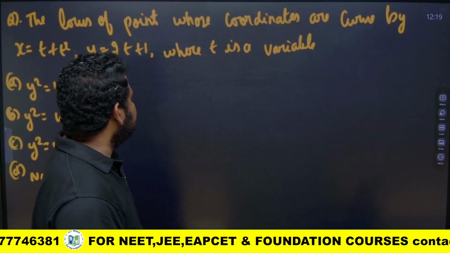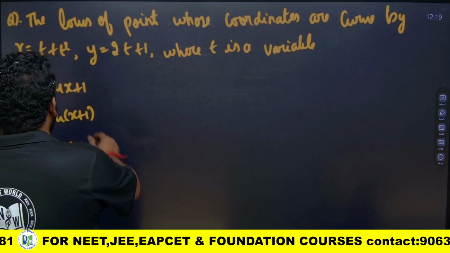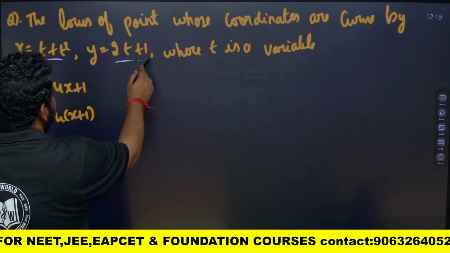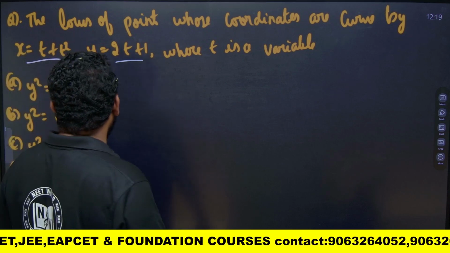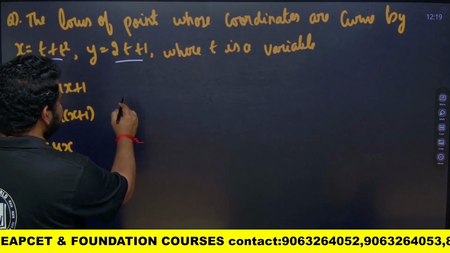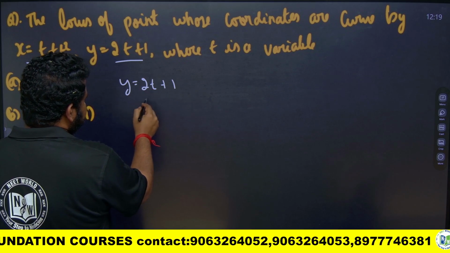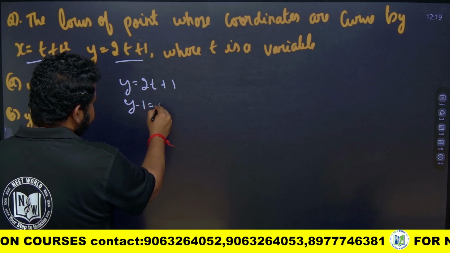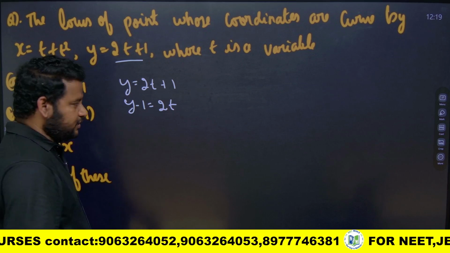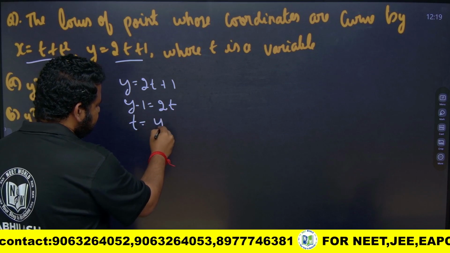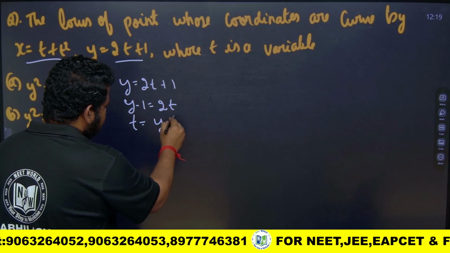The locus of a point whose coordinates are x equal to t plus t square, y is equal to 2t plus 1, where t is a variable. They are asking the locus of a point. So first I have y is equal to 2t plus 1. I can write it as y minus 1 is equal to 2t. So t will become y minus 1 by 2.